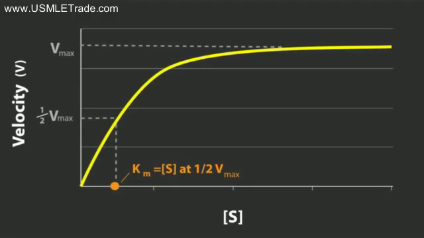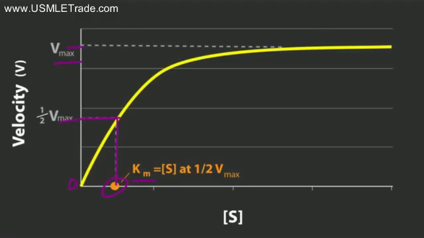If you look at this graph, you would say this is Vmax, and when half of Vmax is here, halfway between Vmax and 0, then wherever that half Vmax is, you follow that out horizontally to intersect the graph, then drop down vertically to the x-axis, and whatever that concentration is, that's Km. So Km is the substrate concentration at 1/2 of Vmax.